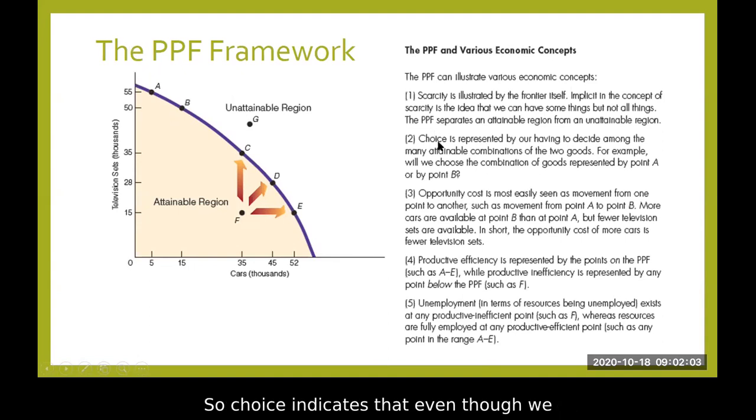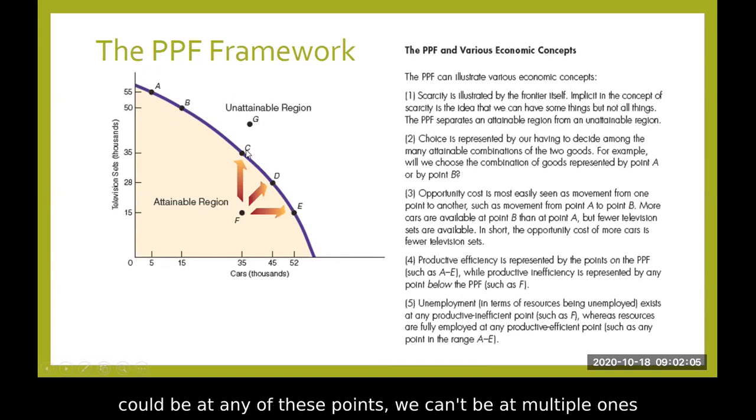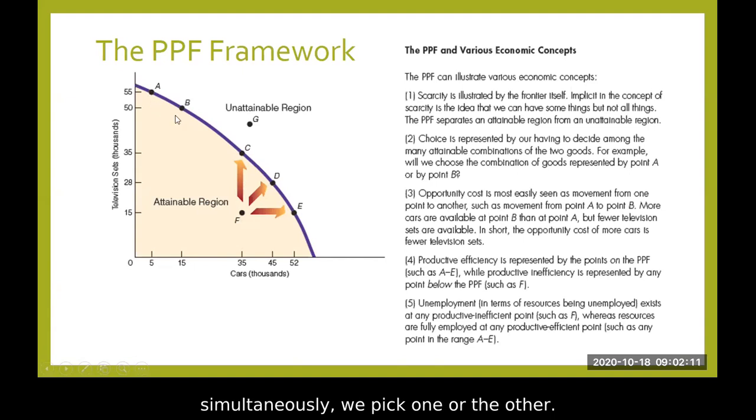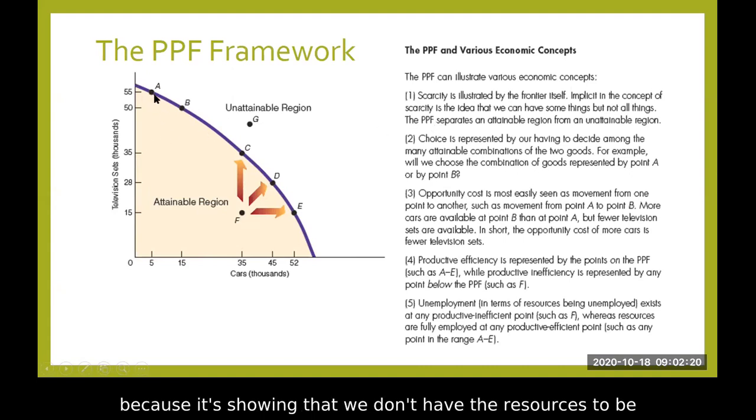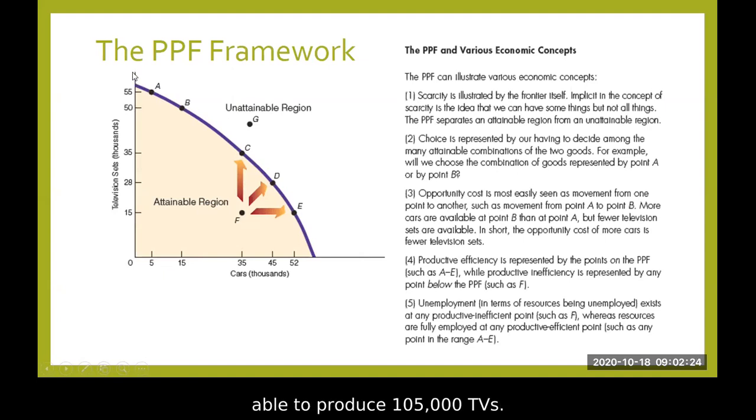So choice indicates that even though we could be at any of these points, we can't be at multiple ones simultaneously. We pick one or the other. And this again relates to scarcity because it's showing that we don't have the resources to be able to produce 105,000 TVs. That's because of the limited resources.